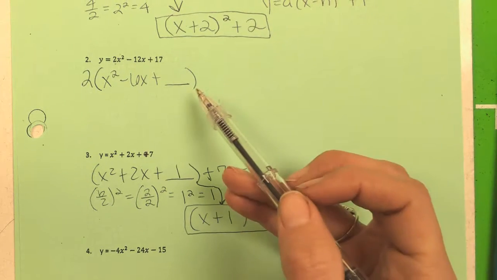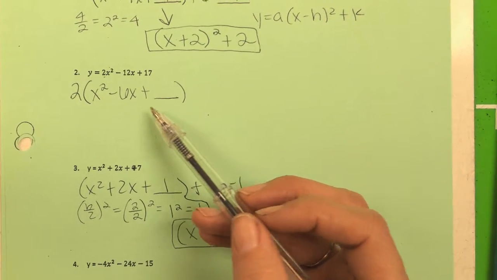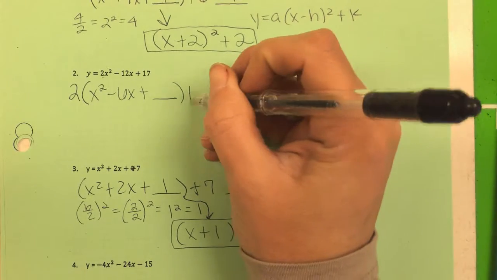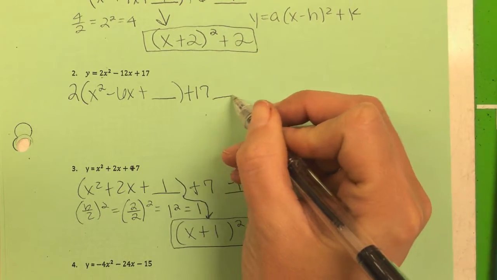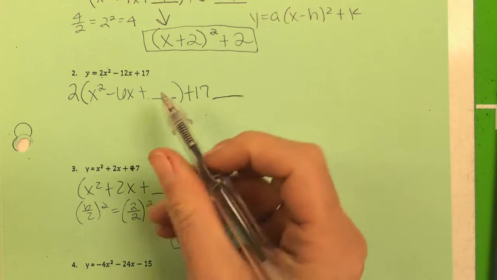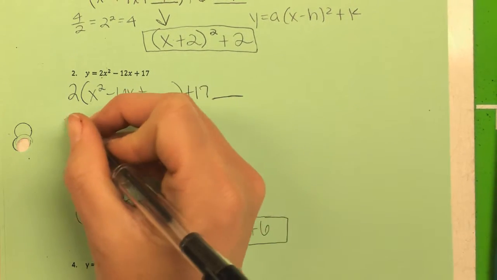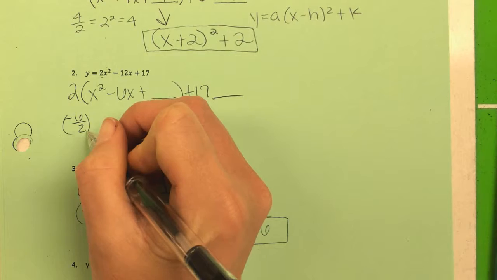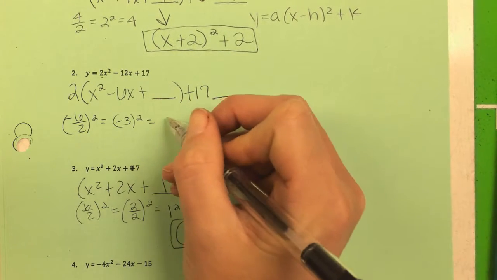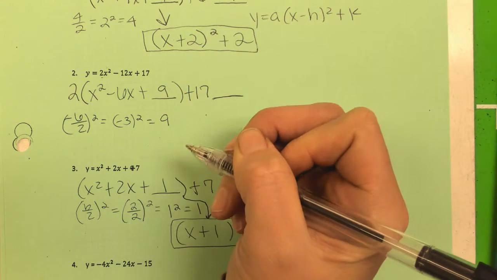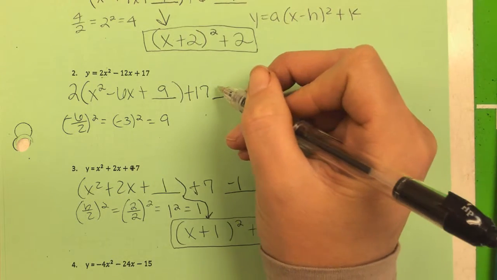Okay, so we put a plus blank, just like before. Plus 17 is going to go on the outside. Okay, and then I'll put a blank here. So let's go ahead and find b over 2 squared. That's going to be negative 6 over 2 squared, which is negative 3 squared, which is positive 9. So out here has to be minus 9.